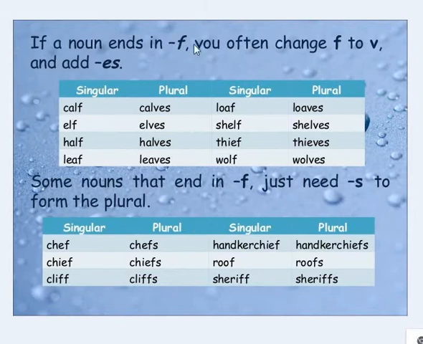If a noun ends in f, you often change f to v. For example, calf, calves. Elf, elves. Half, halves. Leaf, leaves. Loaf, loaves. Shelf, shelves. Where we have an ending f, we change it to ves. Some nouns that end in f just need s to form the plural.